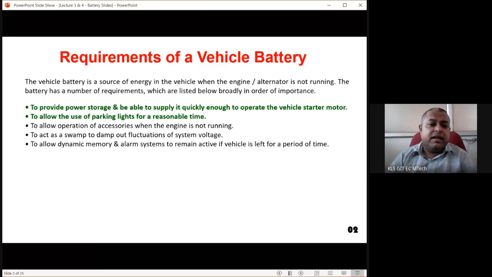The fifth point is to allow a dynamic memory and alarm systems to remain active if the vehicle is left for a longer period of time.